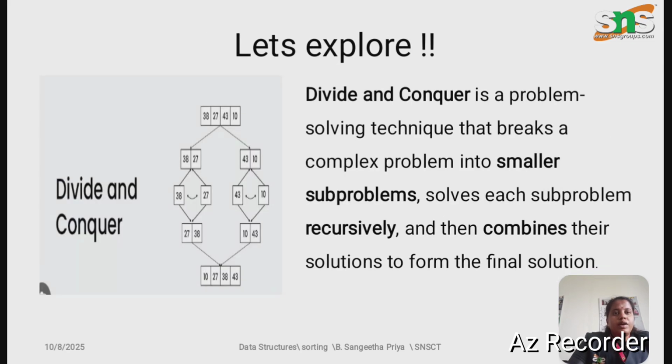Here, what is divide and conquer? As I said previously, here I have 4 elements. I am splitting them 2 by 2. So I am sorting those elements, and next I am joining them. If I join like that, the array will be sorted easily. So divide and conquer is a problem solving technique that breaks complex problems into smaller subproblems, solves each subproblem recursively, and then combines their solutions to form the final solution.